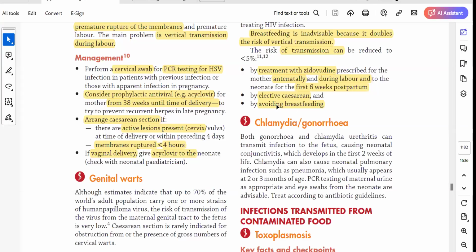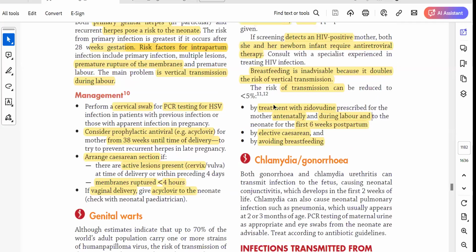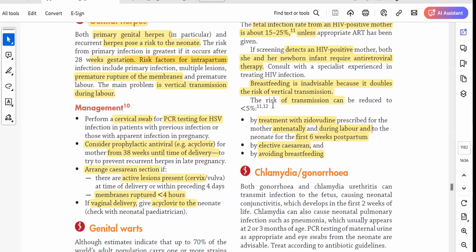When do we start antiviral for the mother? Most of the time, it usually happens after the first trimester. Do we need to check viral load? No, we don't need to do it because this will be done by infectious disease specialists. They will do all of these things.